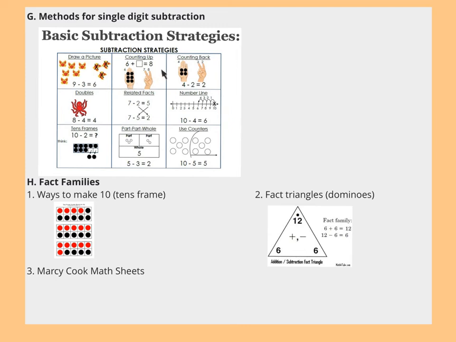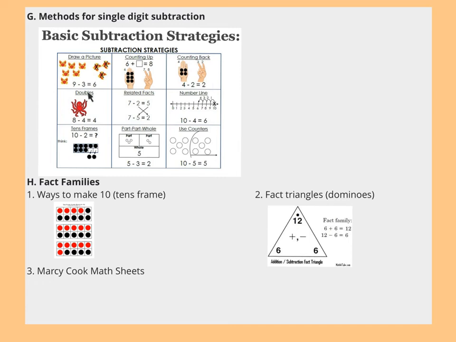Another option we have here is counting up. So I have 6 plus something is equal to 8. So I can count how many numbers I need to get to 8. So from 6, I have 7 and 8, which is 2 numbers. Another option we have is counting backwards. If we have 4 take away 2, we can just count backwards. So I'm at 4, I'm going to go 3, 2, and that puts me at 2.